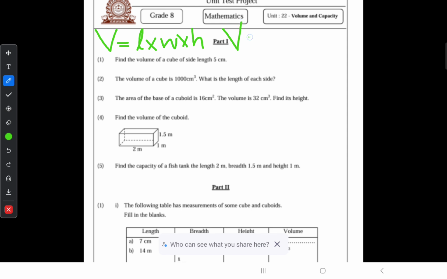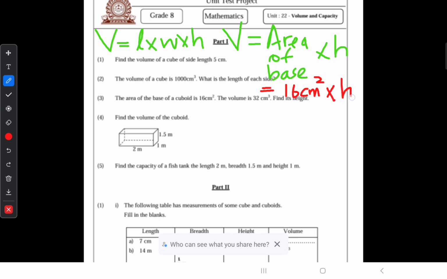Otherwise we can use another formula, area of base multiplied with height. In this case, according to the data, the area of base of a cuboid is 16 square centimeters. I'll substitute the given values here. Area of base is 16 square centimeters. We have to find the height, but the volume is also given, that is 32 cubic centimeters.